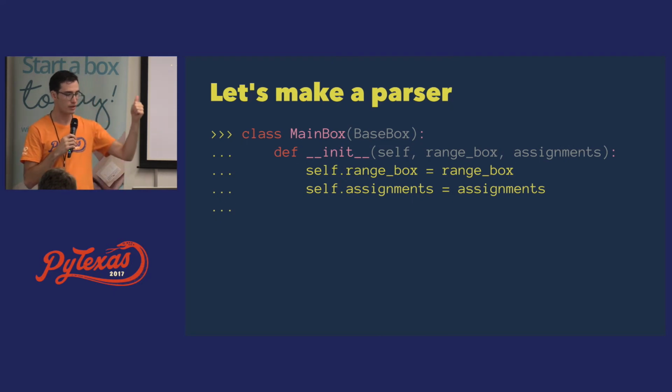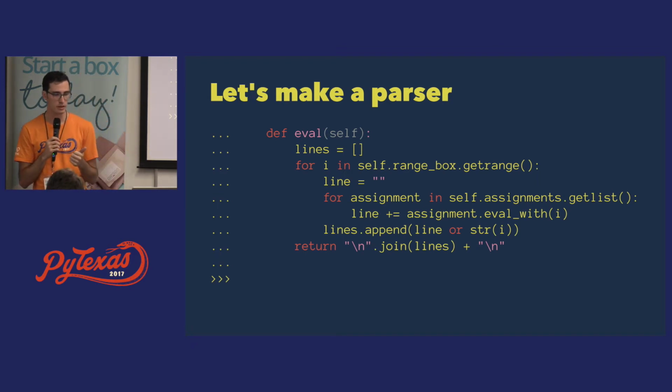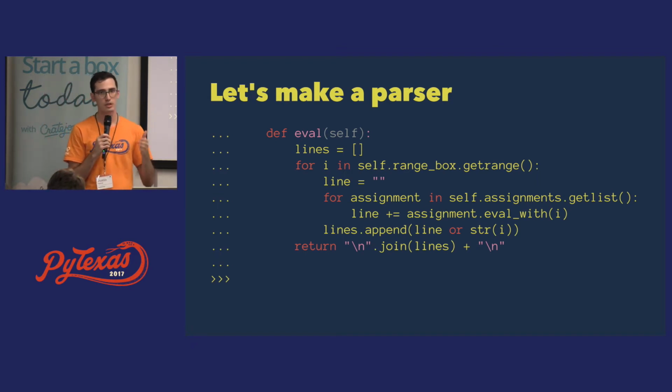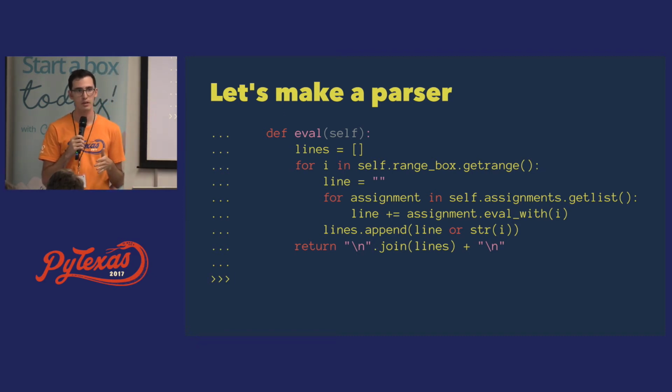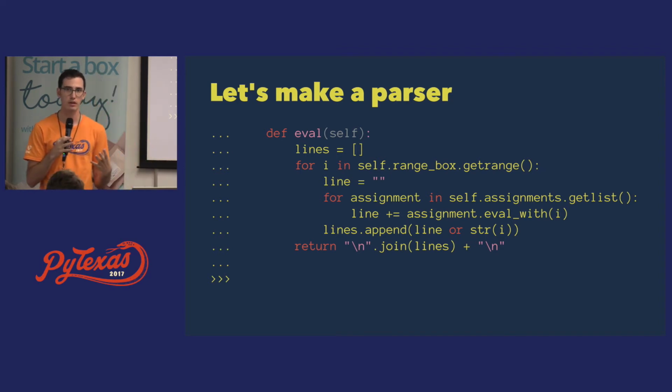So main box takes a range and a number of assignments. And then it does a kind of funny thing. And just to explain this quickly, basically it goes through every integer in the range, and then it calls eval on every single assignment that it knows about and concatenates the results together. So let's say we have the number 3 for fizz. If I call eval with 3 on all the assignments, I'm going to get a bunch of empty strings, but one of them is going to say fizz.